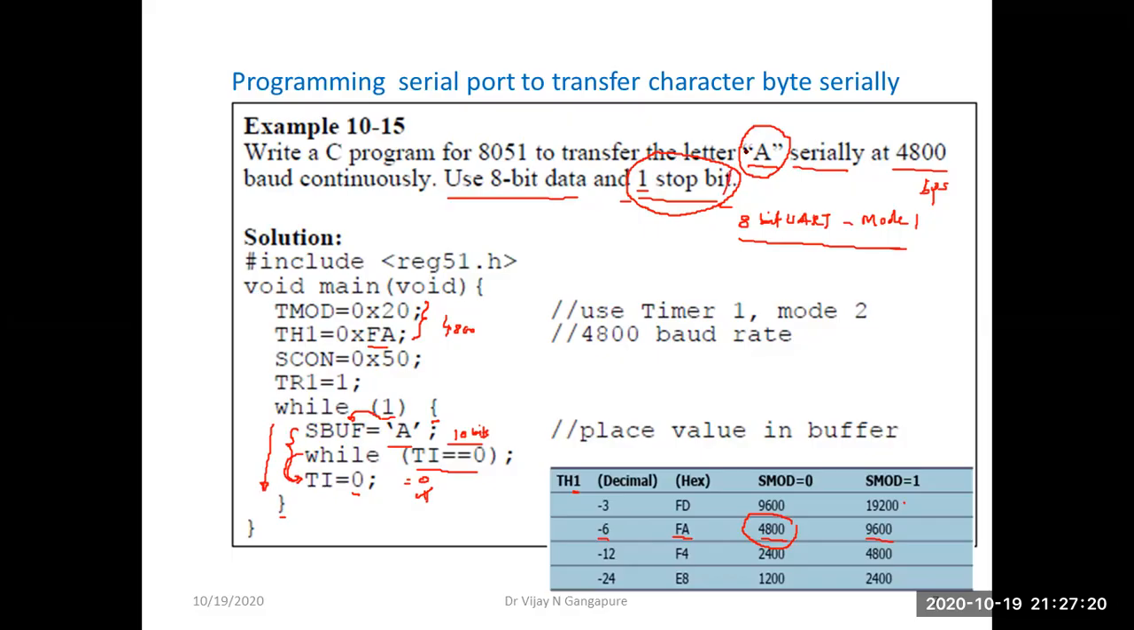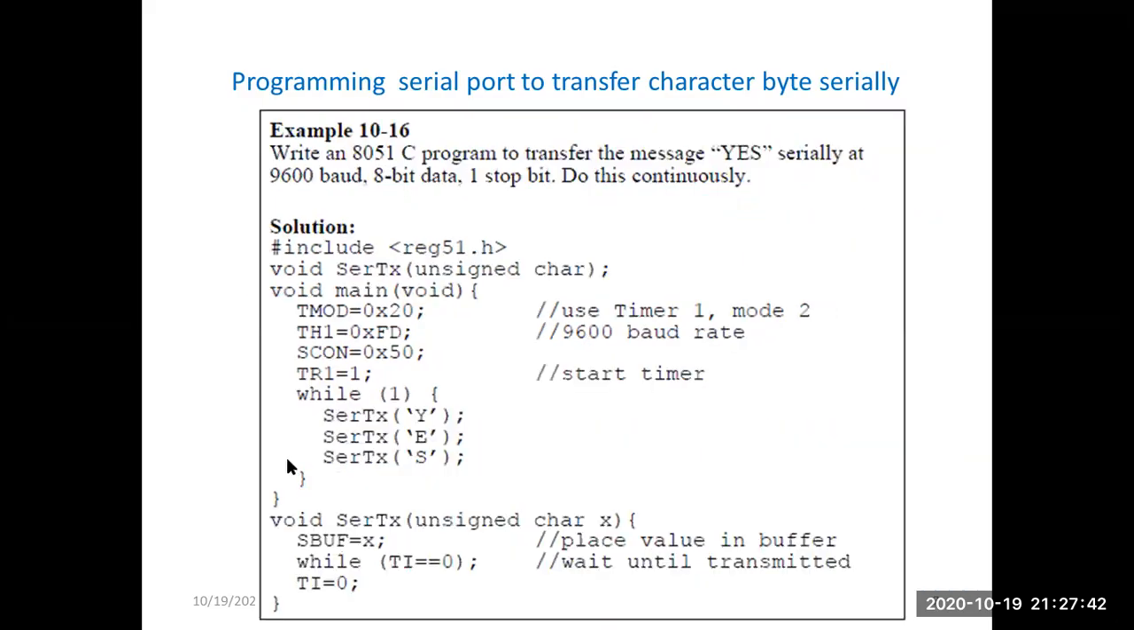So that is what has been asked: write a C program for 8051 to transfer the letter A, that is character A, serially at 4800 baud rate continuously. This program is continuously transmitting character A on the serial port of 8051. So this is one program.